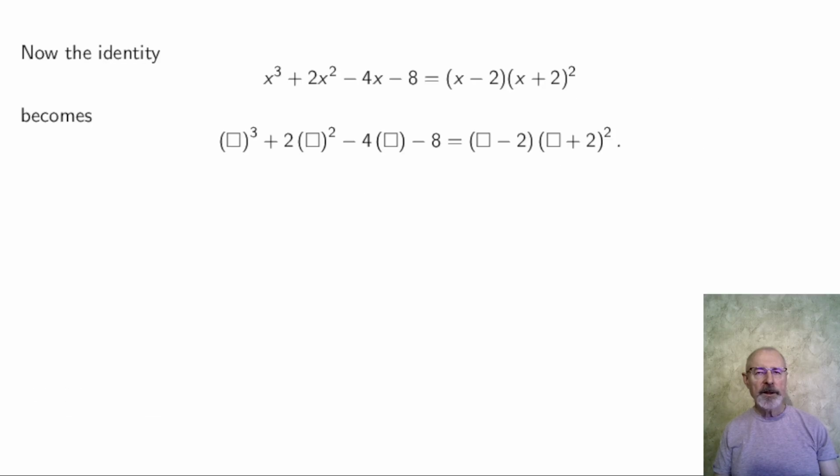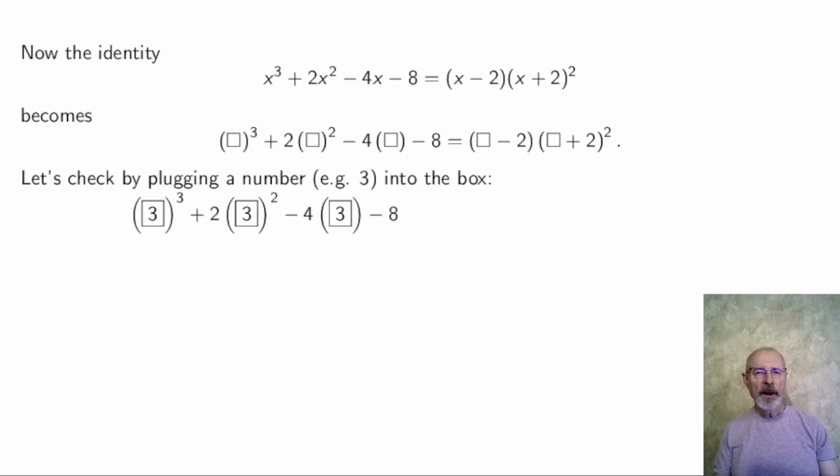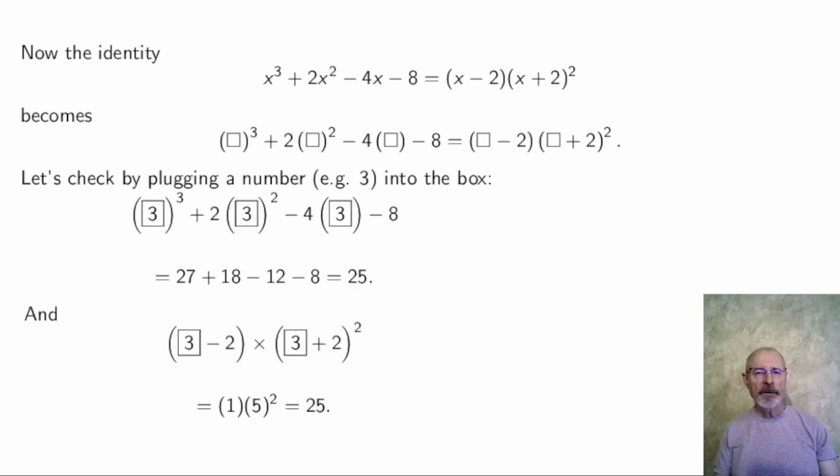Now the identity x cubed plus 2x squared minus 4x minus 8 is equal to the quantity x minus 2 times the quantity x plus 2 squared becomes box cubed plus 2 box squared minus 4 box minus 8 is equal to the quantity box minus 2 times the quantity box plus 2 squared. Let's check this by plugging a number into the box. Let's say 3. If we plug in 3 on the left, we get 25. If we plug in 3 on the right, we get 25. The two sides are equal.